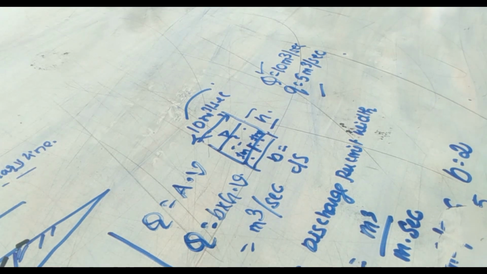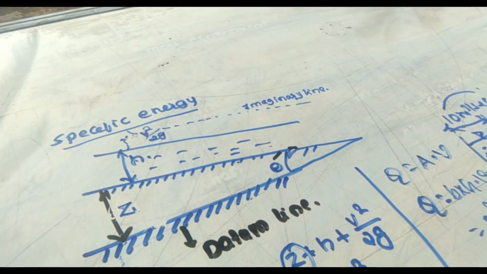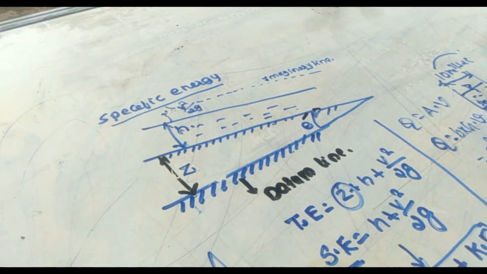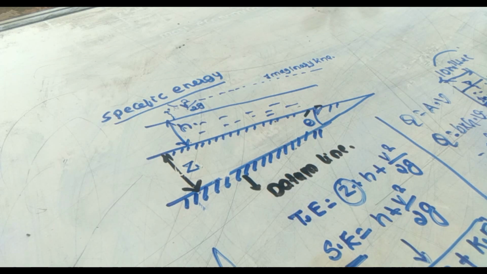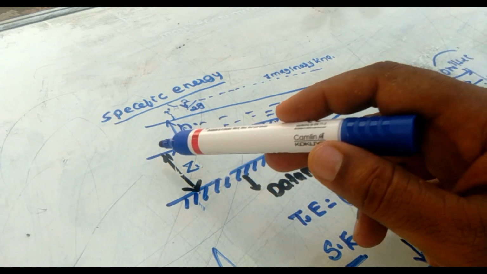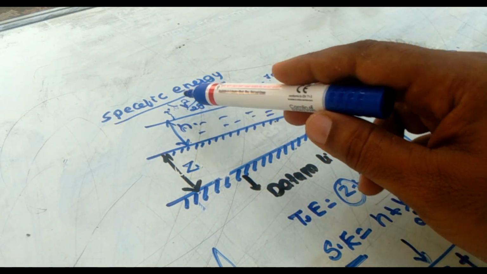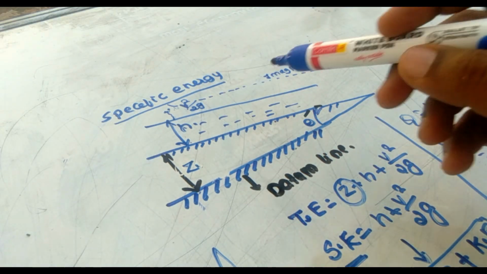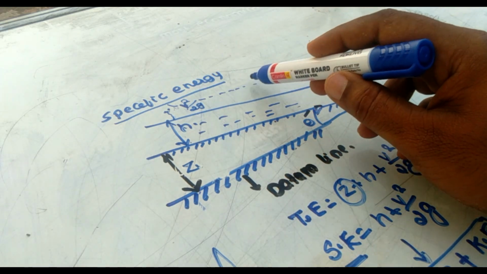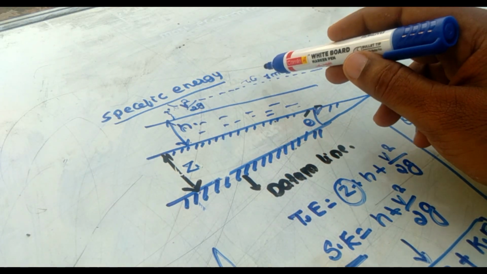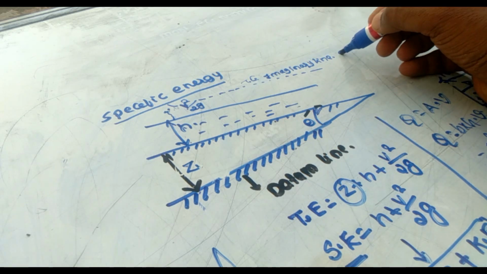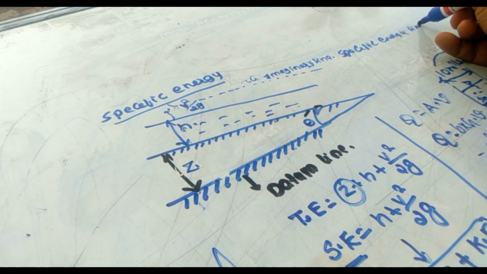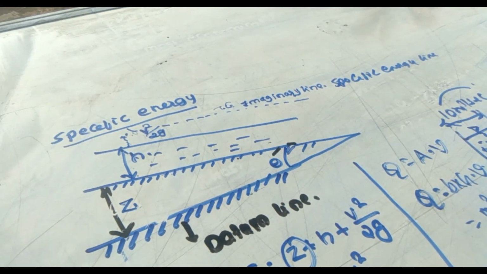Now, what is specific energy, and what do you mean by specific energy curve? In the specific energy derivation that I explained, there is a datum line, and z is there, plus h, the height of the water, plus v square by 2g. That is an imaginary line. The total energy line is also called the specific energy line.